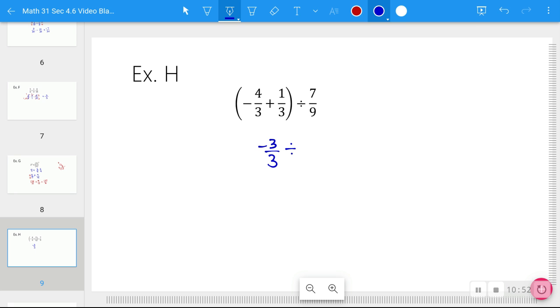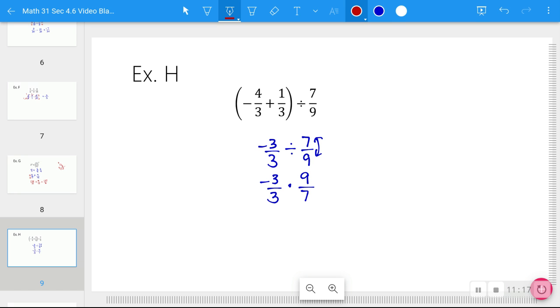And we're going to copy the rest of the problem. Now, we'll take care of that in a second here. But let's go ahead and leave this one like it is. And we'll change this to multiplying by 9 over 7. So I took the reciprocal and changed it to multiplication. That's the way we handle division.